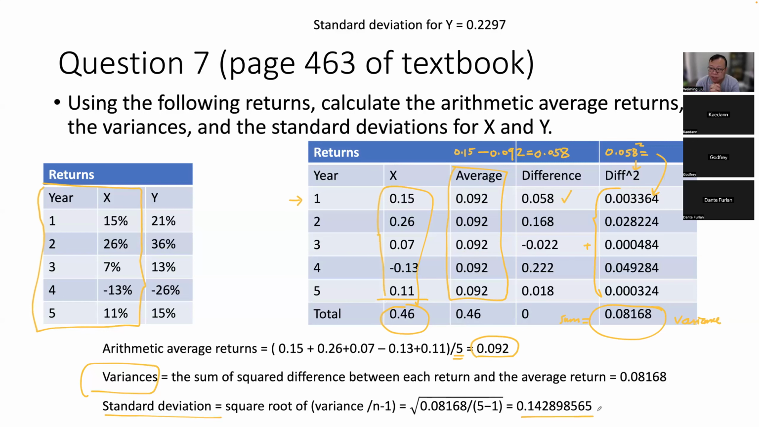So I'm going to give you 3 minutes. You're going to do Y. Please do this Y and let me know your result, okay? I'll give you 3 minutes. This is the Y information. I'm going to circle it with the green color. So now you do the Y, using the Y information to calculate the mean, the average return, the variance, and the standard deviation. Okay, I give you 3 minutes.